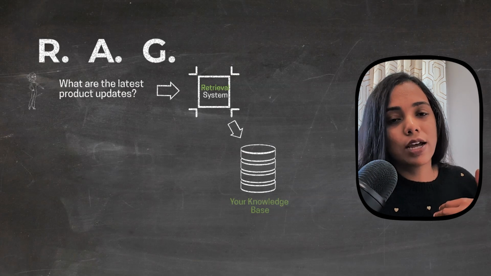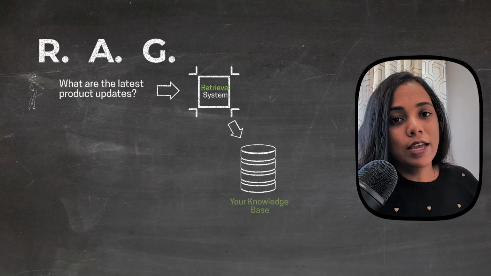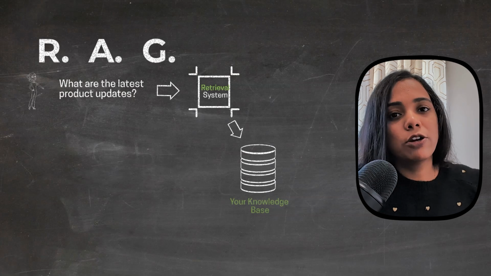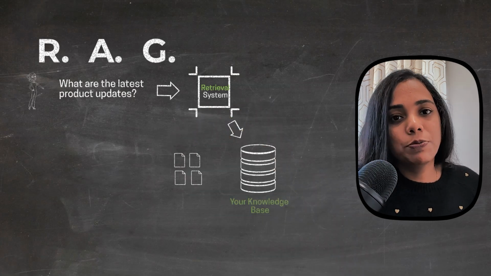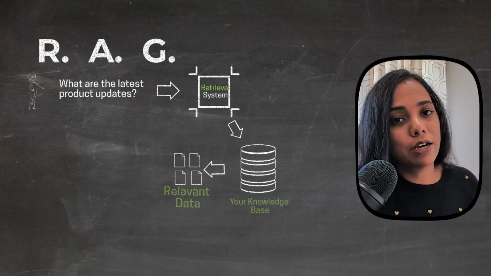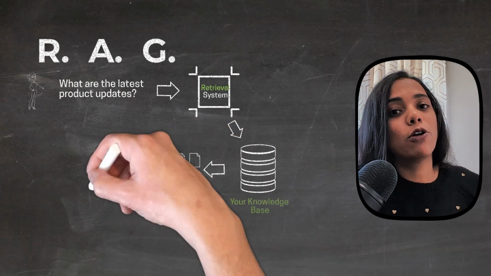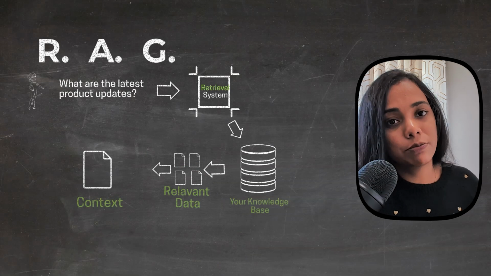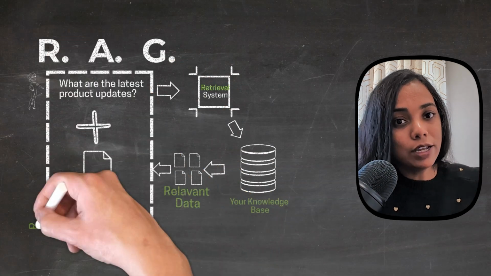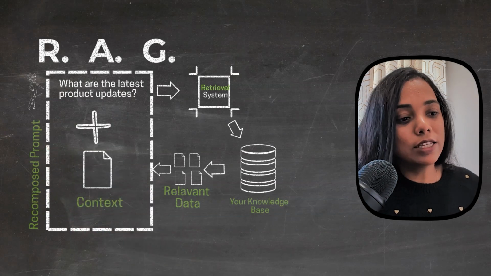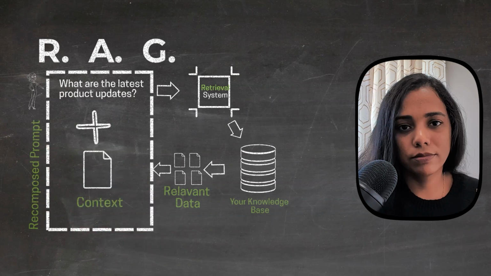So when a user asks a question, it goes and looks into that knowledge base to see what parts of this knowledge base are relevant to the question being asked. And it grabs all of those snippets, stitches them together as a context, and then recomposes the prompt to be, in this context, answer this question.